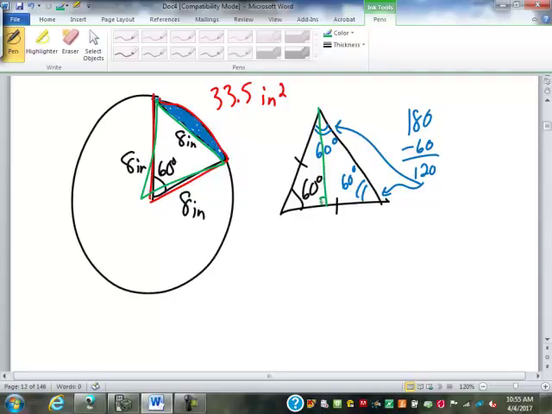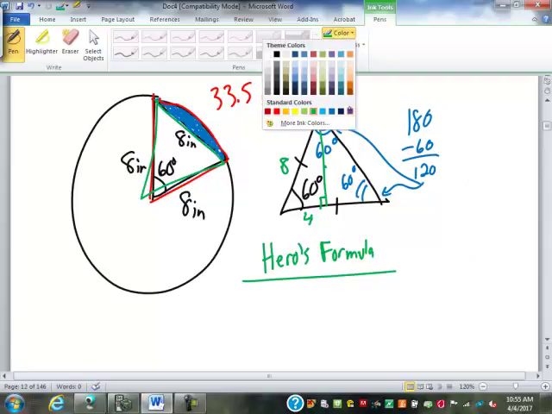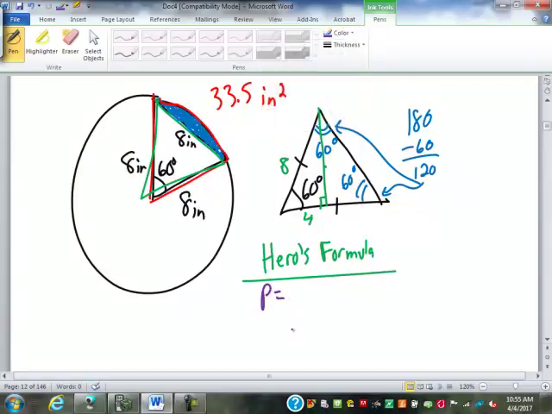You can cut it here. Knowing that cuts it in half. This is 4 and this is 8. You can do a squared plus b squared equals c squared. Or, for those of you from last semester, you might remember Hero's formula. Hero's formula says you have to find the perimeter, which would be 24, right? That's just adding up the sides, 8 plus 8 plus 8. Then you find the semi-perimeter. Divide by 2 gives you 12 inches for the semi-perimeter.